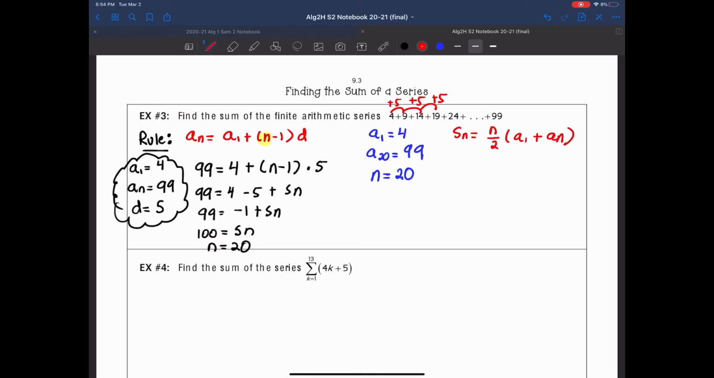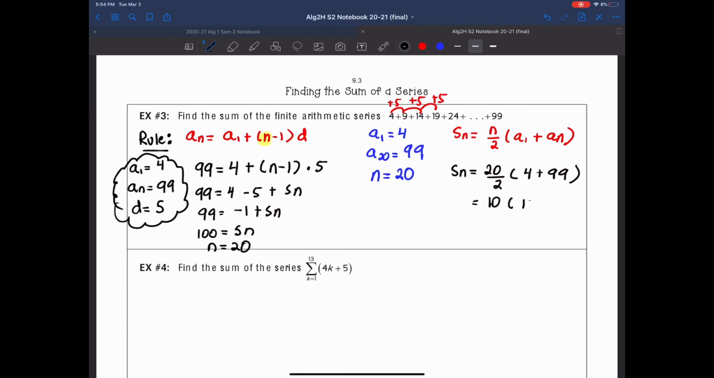So now we're just going to plug this stuff in. I know that s sub n now has to equal n over 2, which is 20 over 2, times a sub 1 plus a sub n, so the first term plus the last term. That's going to give me 4 plus 99. Then if I simplify this a little bit, I'm going to get 20 over 2. That gives me 10 times 4 plus 99.